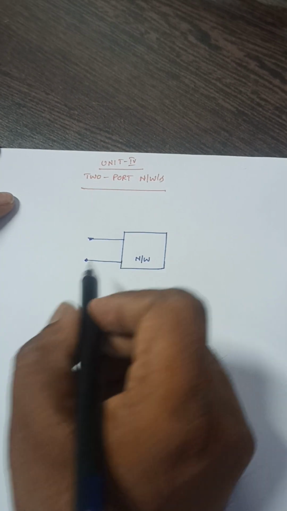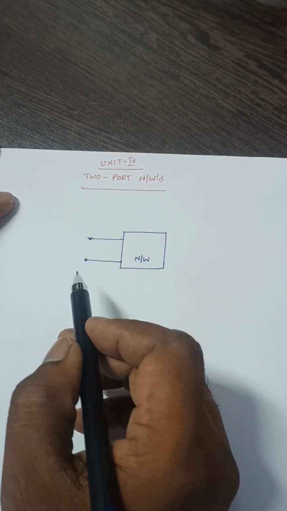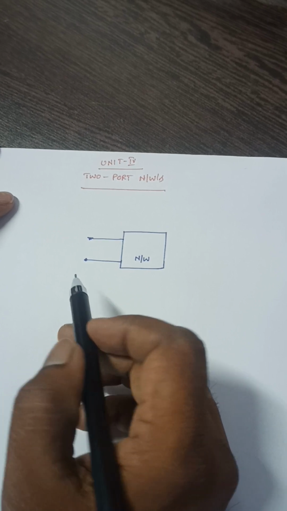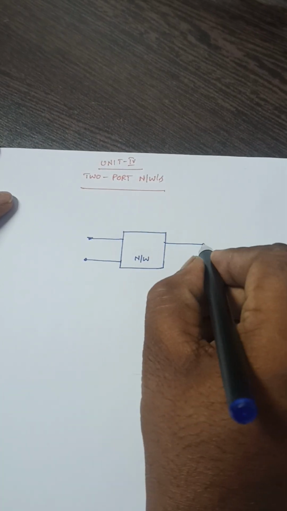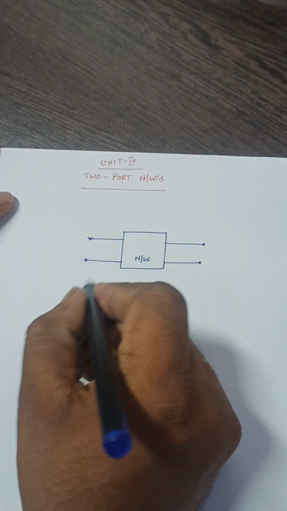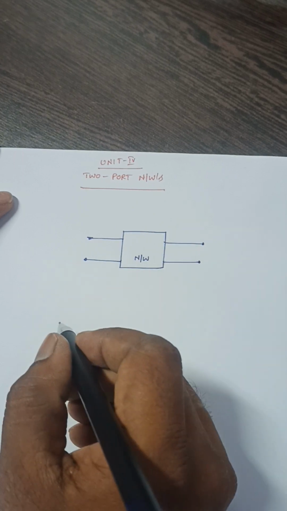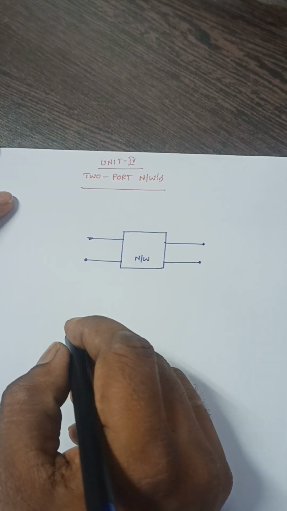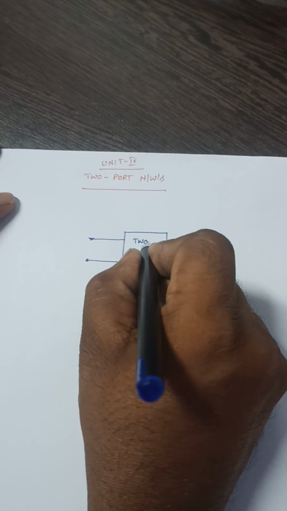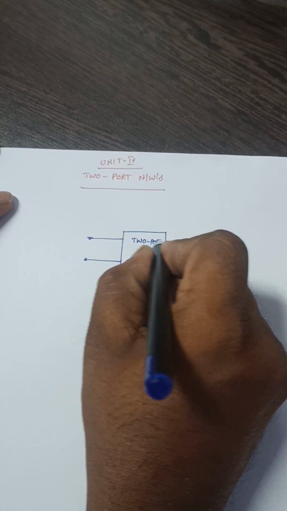If the network consists of only two terminals or only one port, then that network is said to be a one port network. If the network consists of four terminals or two ports, so it is one port and it is another port, then that network is said to be a two port network.